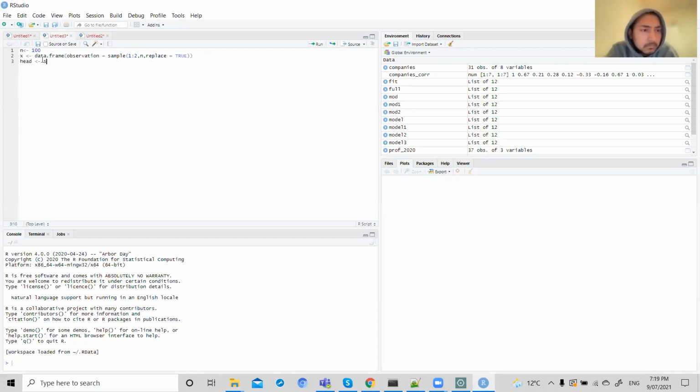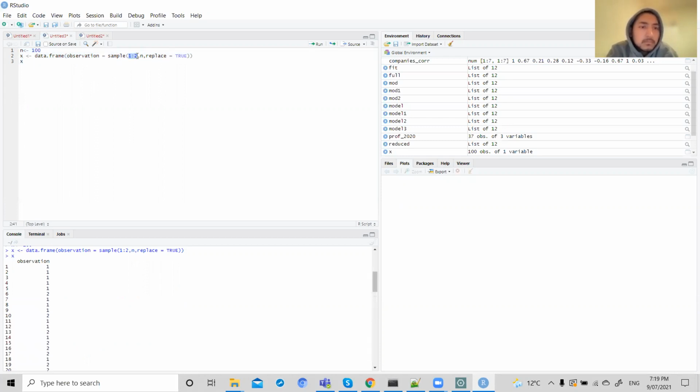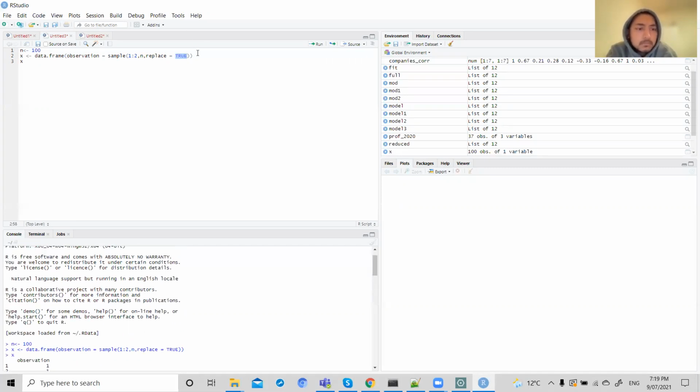So if you check x, you will have 100 records, 100 samples with value 1 or 2, because we have given the sample as 1 and 2, and replacement is true. Why did we set replacement to true? Because replacement true will give us random results. That's why we set replacement equal to true.